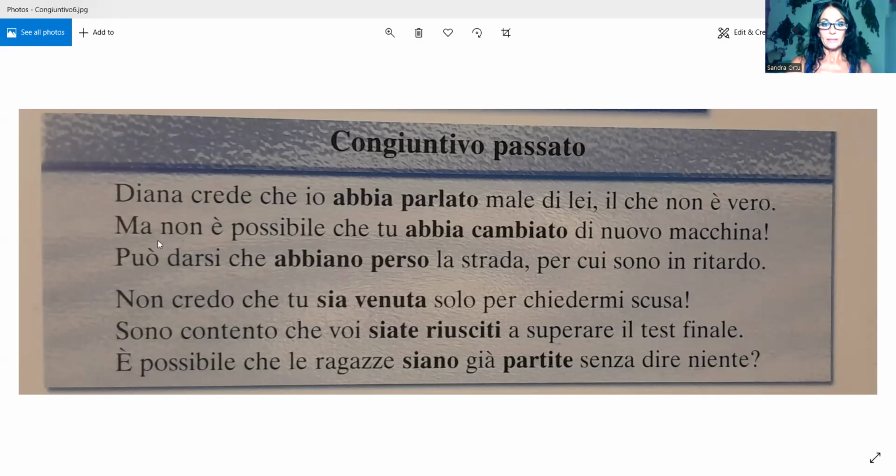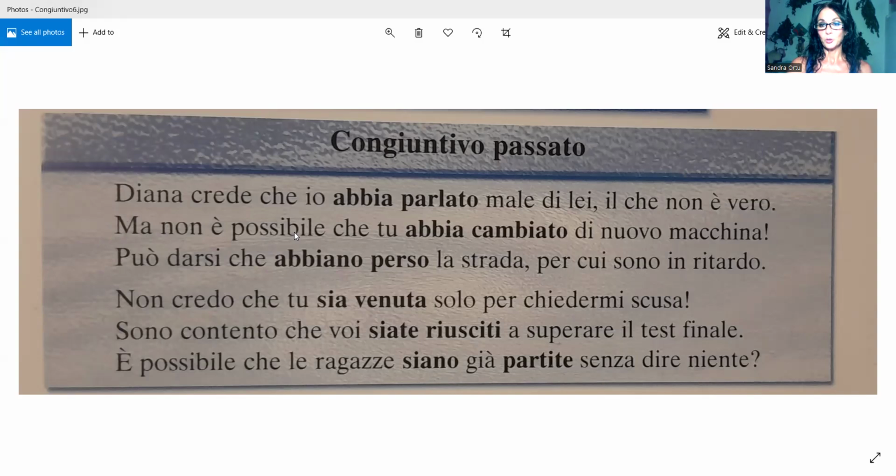Let's see the second one. Ma non è possibile che tu abbia cambiato di nuovo macchina. It's not possible you have changed car again. You have bought a new car, basically. First of all, it is very normal in Italian to start sentences with ma, especially when there's a surprise or an exclamation. It doesn't make sense in English. It's not possible that you have bought a car again. That's how we can translate it.